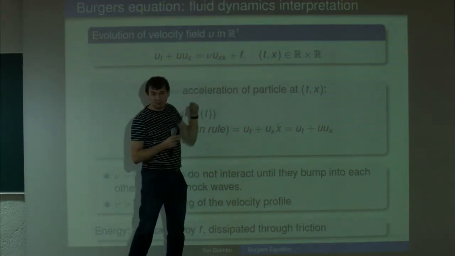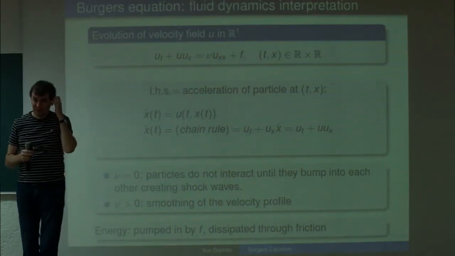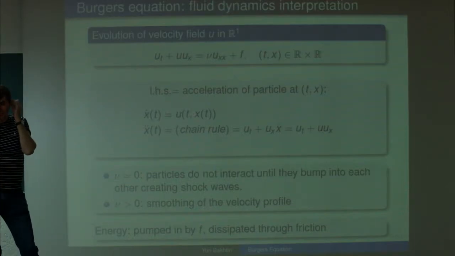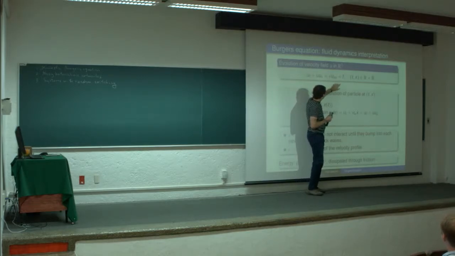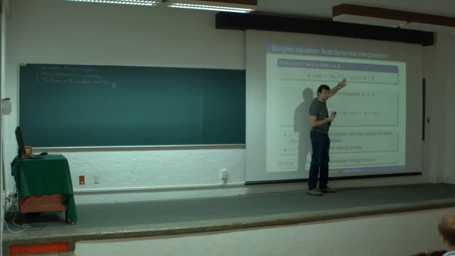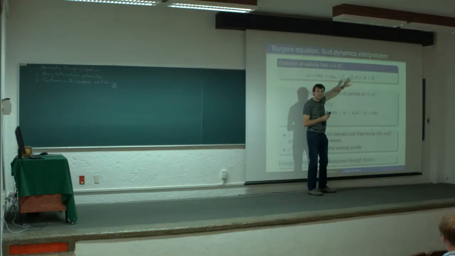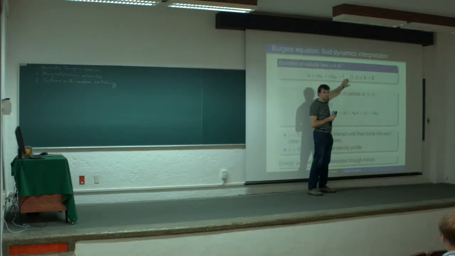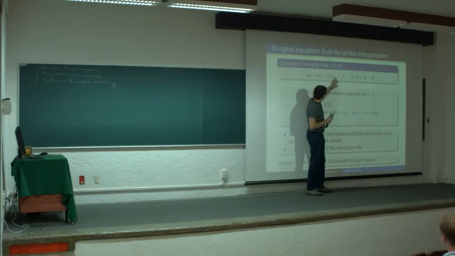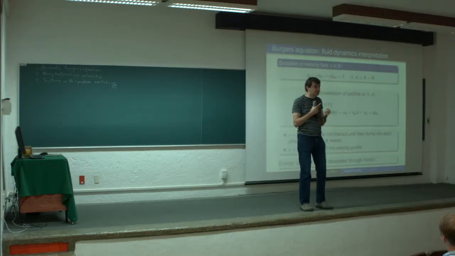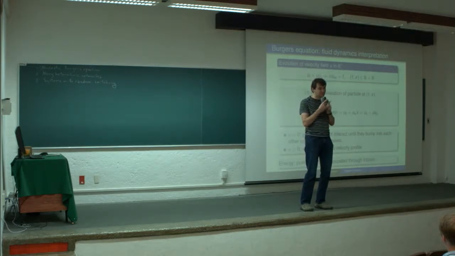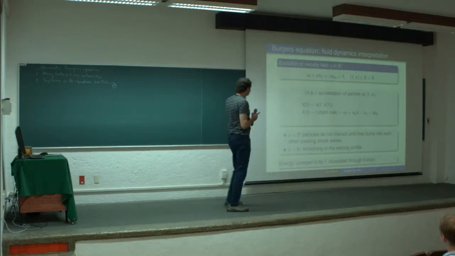So the right-hand side is supposed to give you all the forces that contribute to this acceleration. And in this model, it is assumed that there is external forcing F, and in the end, it's this external forcing F that's going to be random. And also, if nu is positive, then there is also this Laplacian term here that is responsible for friction, and it's responsible for aligning velocities of nearby particles.